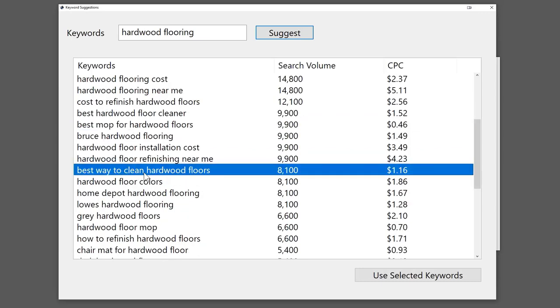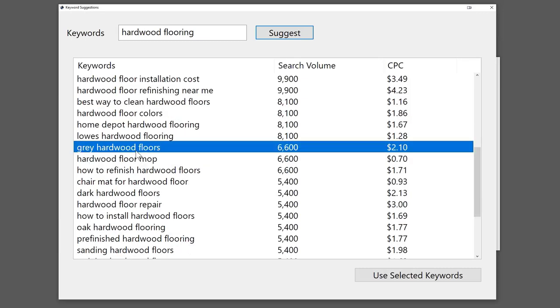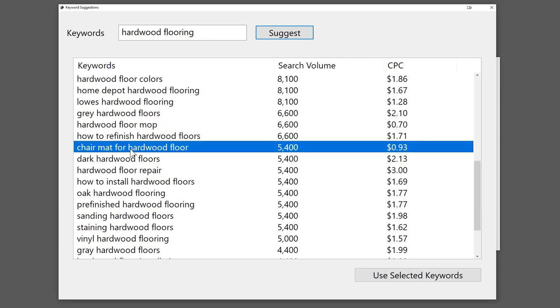So quite a few about cleaning, so that's colours. I hadn't thought of that. So yeah, matching it to your decor. So there we go, gray hardwood floors. Okay, for those who are interested in that, fine. Chair mat for hardwood floor. Now that's interesting, because I kind of guess that there might be some types of hardwood that would be marked more easily. So if people are searching, 5,500 people a month are searching for chair mats for hardwood floors.